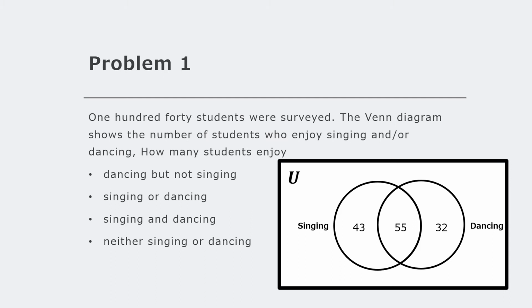By the way, I got this problem from a book of my professor during college, Dr. Gladys Nivero, The Patterns in Practicality. So here's the Venn diagram. This circle represents the number of students that were surveyed and like singing, which is 43 and 55. And then this circle represents dancing, with a number of 55 and 32. So let's answer it one by one.